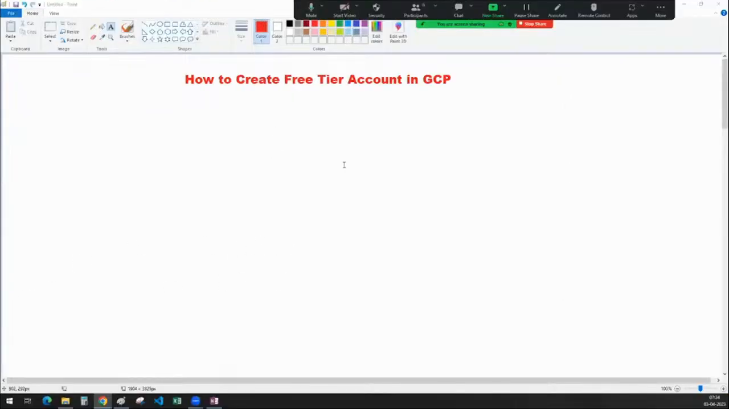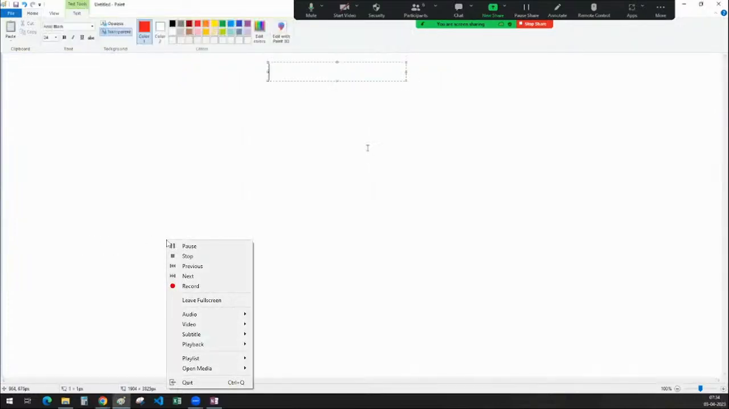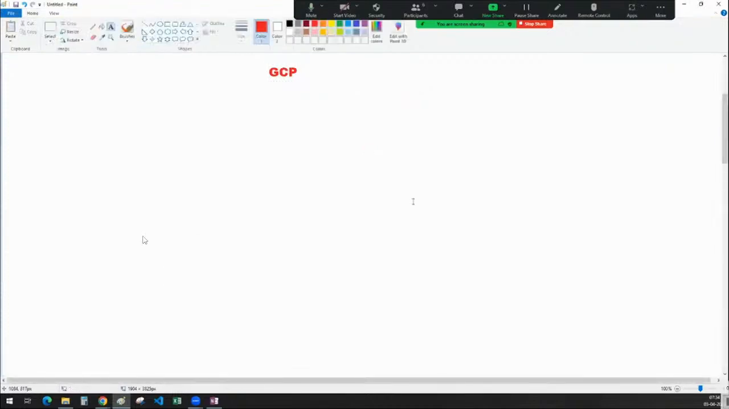Welcome to the session. Create a free tier account in the GCP. First, let us understand what is a Google Cloud Platform, guys. So GCP, what is GCP?